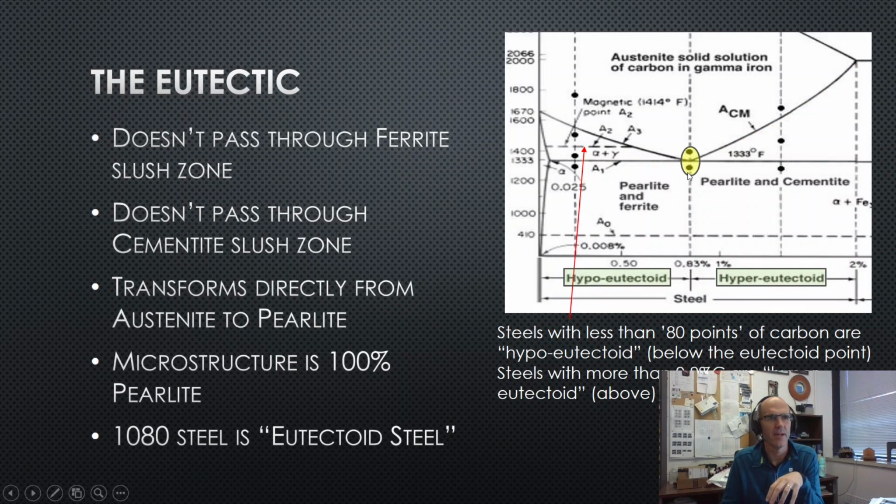And at this point right in here, our eutectic point, it doesn't pass through either slush zone. It just comes up in here. And at this temperature, new austenite crystals start to grow, and they start to eat up all of the carbon that's around them and all of the iron atoms that are around them. And you just grow new crystals of austenite. Okay.